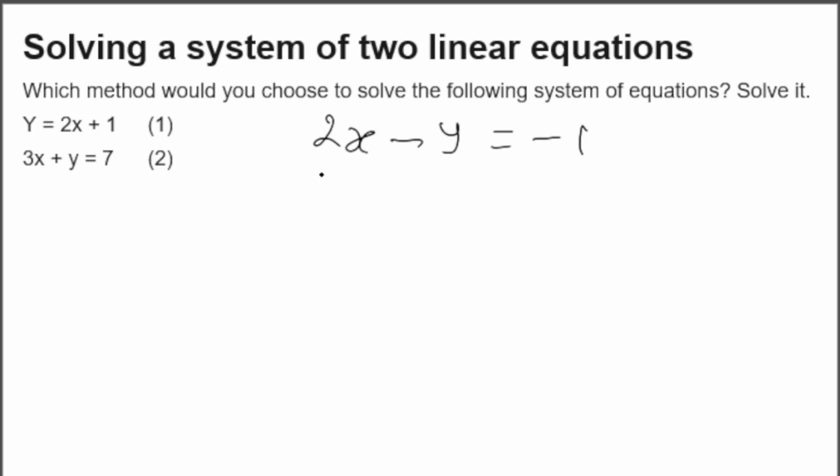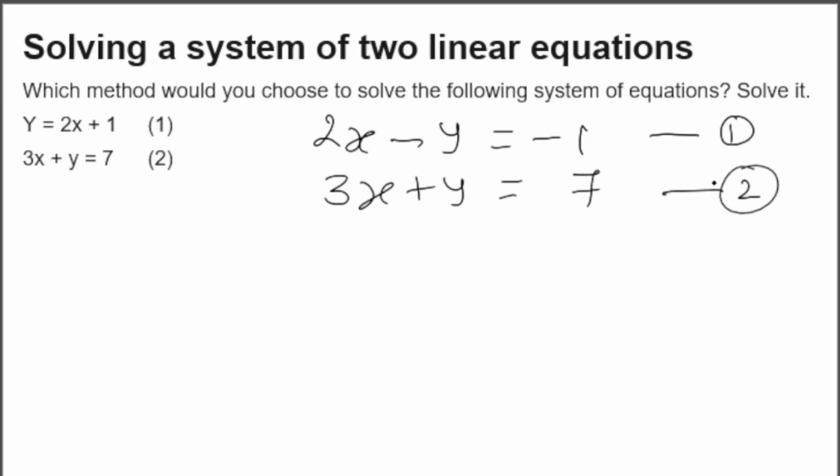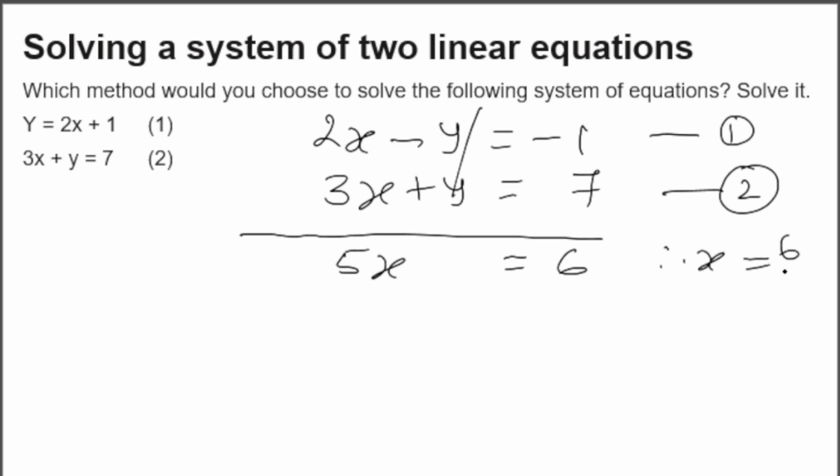So now we can write this as equation 1 and the second equation 3x plus y is equal to 7. This is equation number 2. So in this method, we have to add or subtract both equations to eliminate one variable. In this case, it is very easy to eliminate y, because this is negative, this is positive, and these two will cancel when added. So 5x is equal to 7 minus 1, 6. Therefore, x is equal to 6 upon 5, because if we divide both sides by 5, we will get x is equal to 6 upon 5.